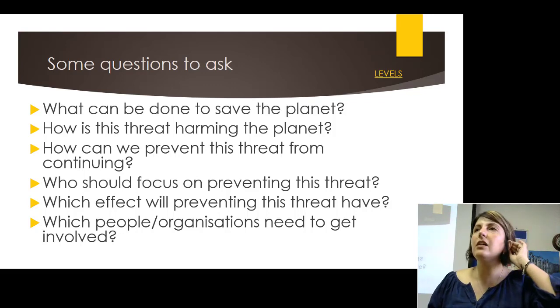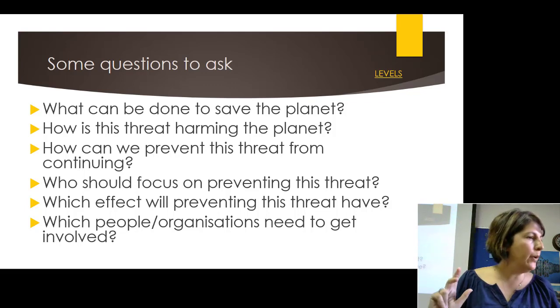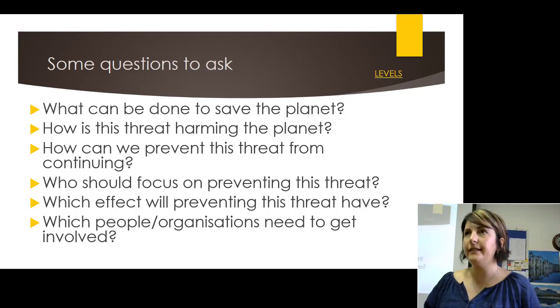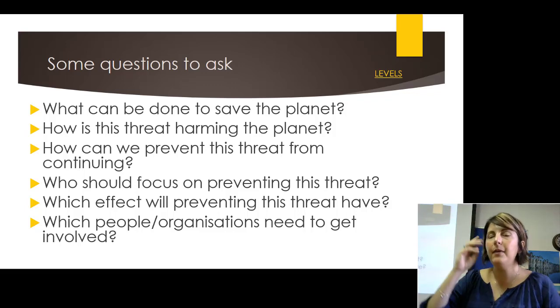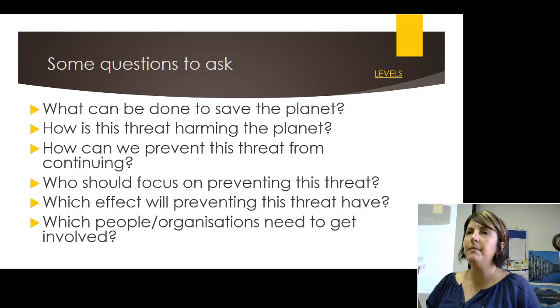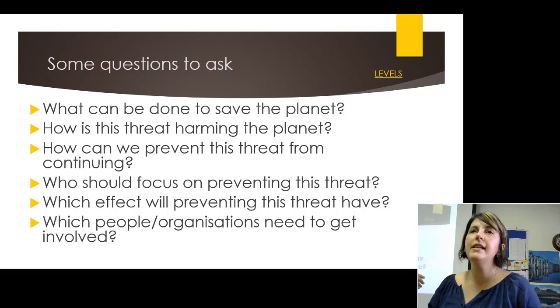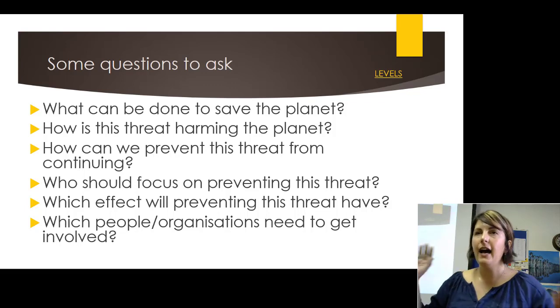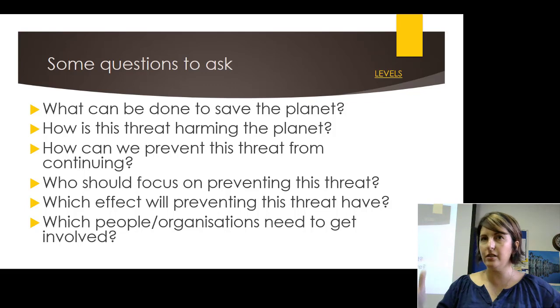Who should focus on preventing community involvement, possibly? Which effect will preventing this threat have? In other words, how are we going to save the planet in the end? I'm hearing a focus question in my mind. How can we save the planet? Alright? Bit broad, but possible. Or will saving the bees save the planet? Or something like that. I'm hearing a focus question in my mind already when I read these questions.